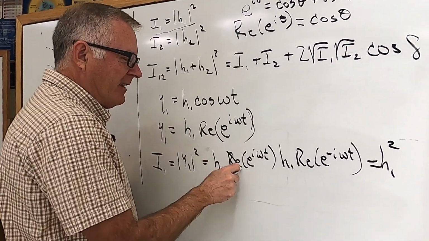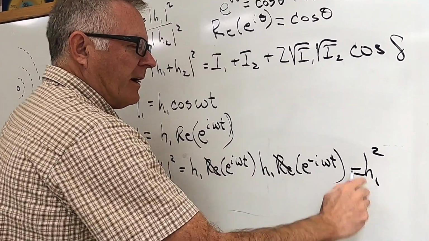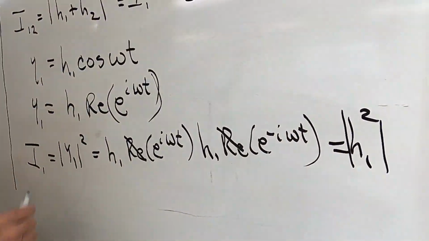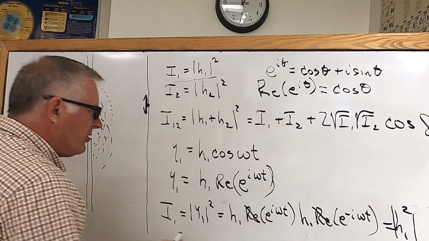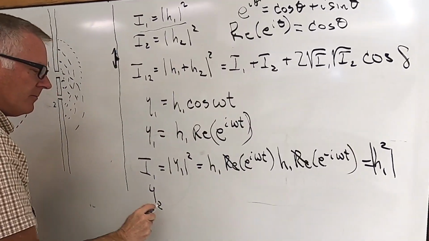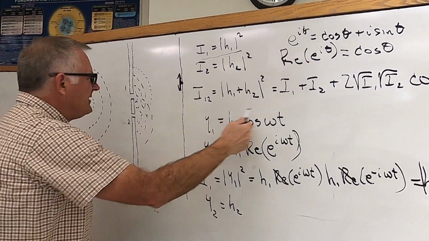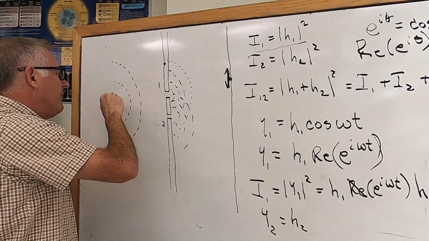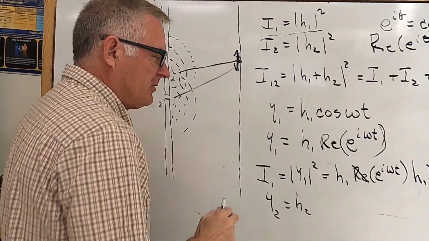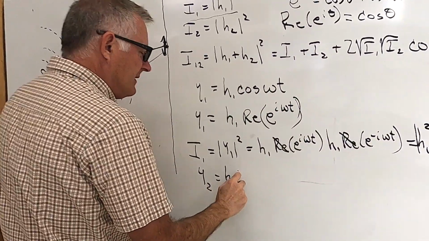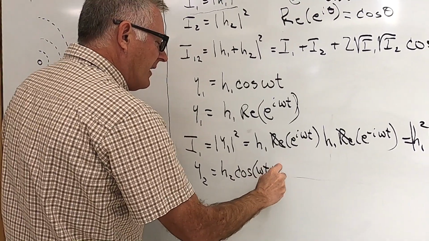That's why I said I didn't even need this. It's always going to be real. And so you just got h1 squared. I could have put this in there. And that's why we had this up here. I could do the same thing with 2. y2 is going to be h2. But it's going to be phase shifted. It's not going to have exactly the same phase. Oops, sorry, right here. The phase from that won't be the same as the phase from this one. So we'll just say y2 is h2 cosine omega t plus some phase shift, delta.